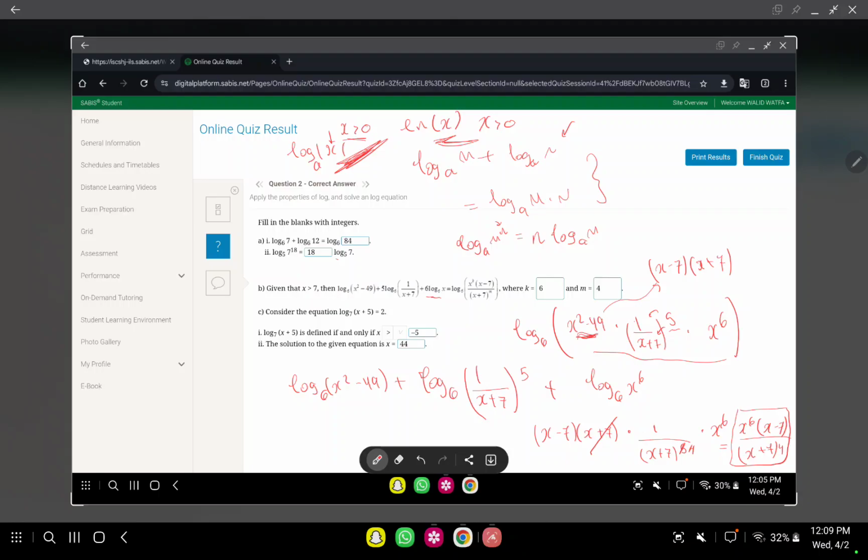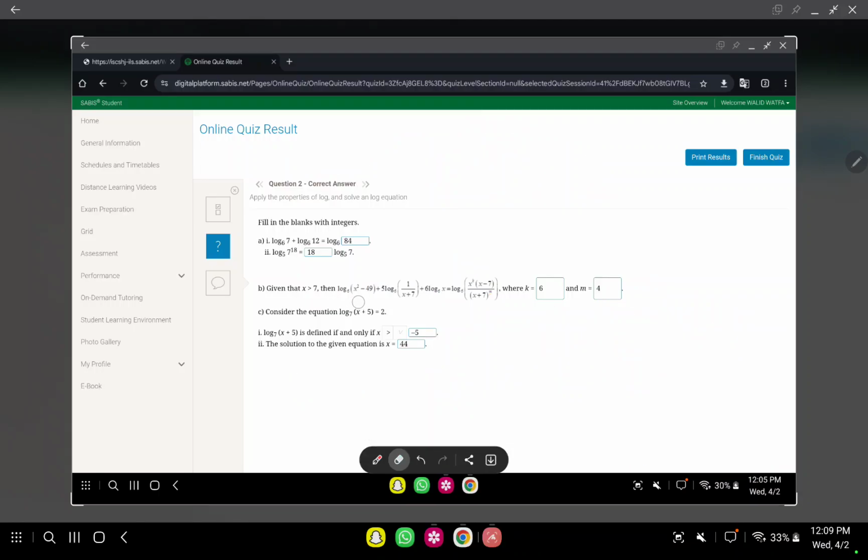So let's fill in what they're asking us here. The power of x on top will be 6, so k is 6, and the power of x plus 7 down is m, which is 4, as we have here. Okay, very easy. Okay, consider the equation log base 7 of x plus 5 equals 2.